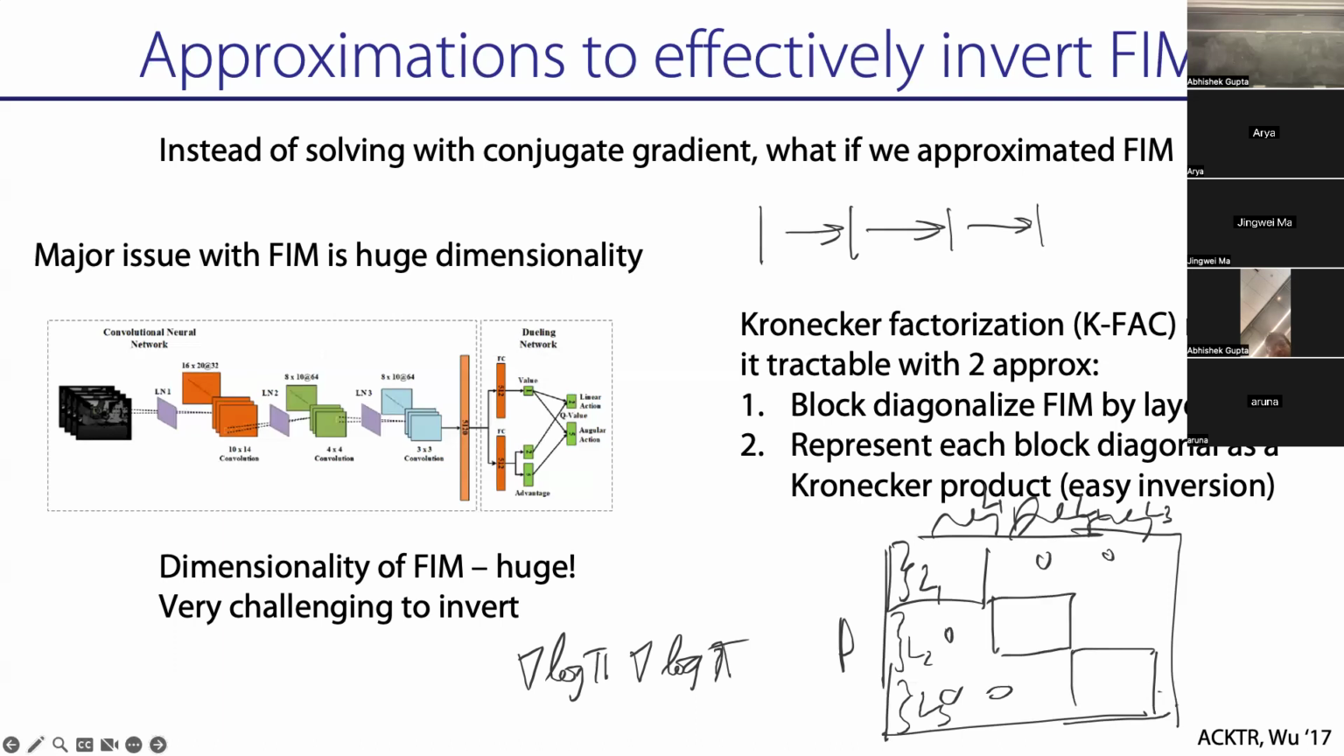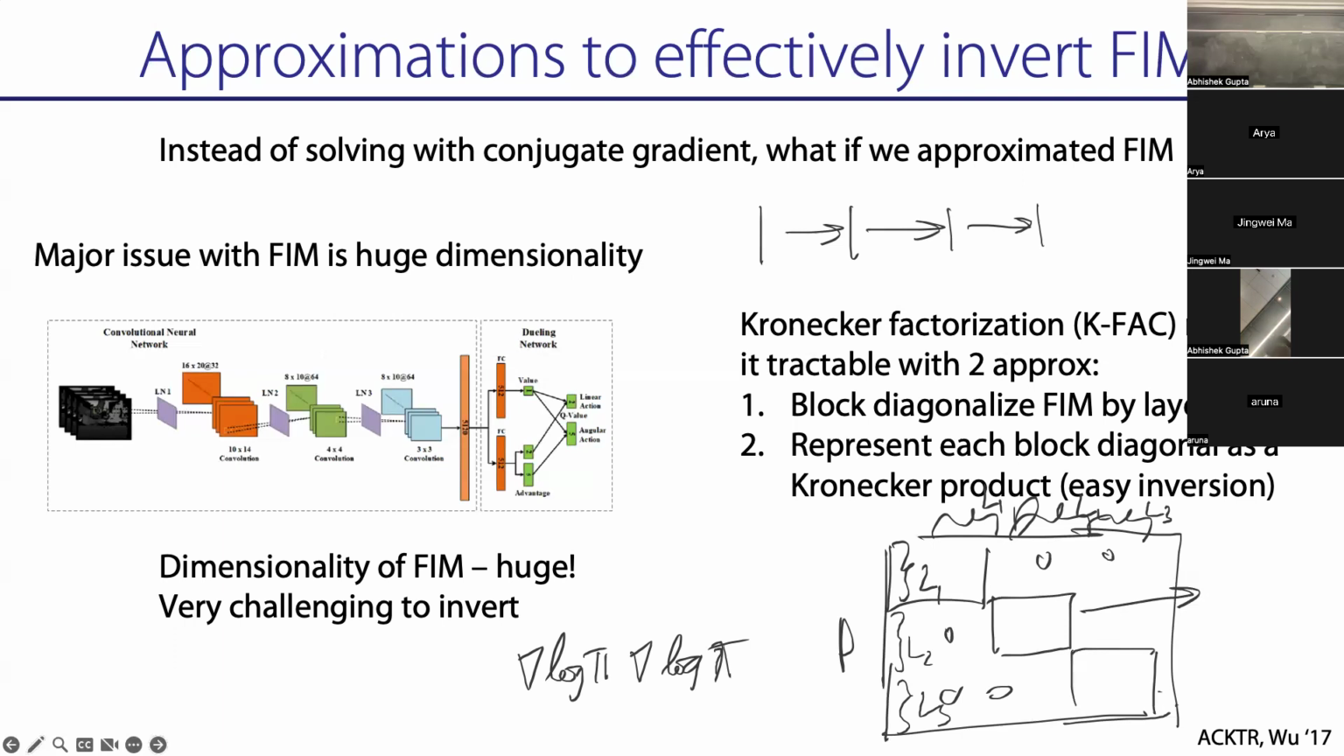And the second approximation is that each of these individual boxes, right? You're going to approximate it using something called the Kronecker product or tensor product, right? In a way that allows them to be invertible in a much faster way. So we're going to try and break this into the product of two matrices, which are much smaller, and invert each of those little matrices, and that's going to let us invert a big matrix.